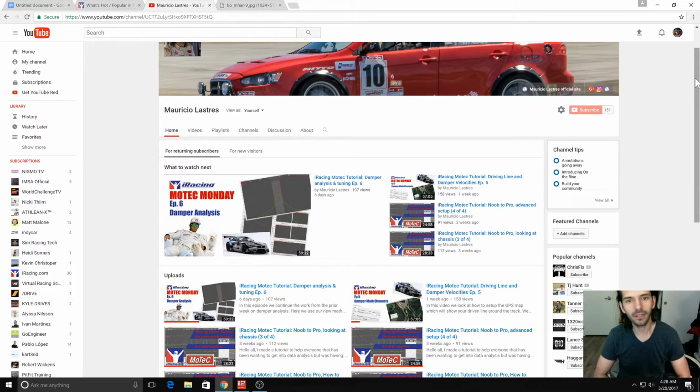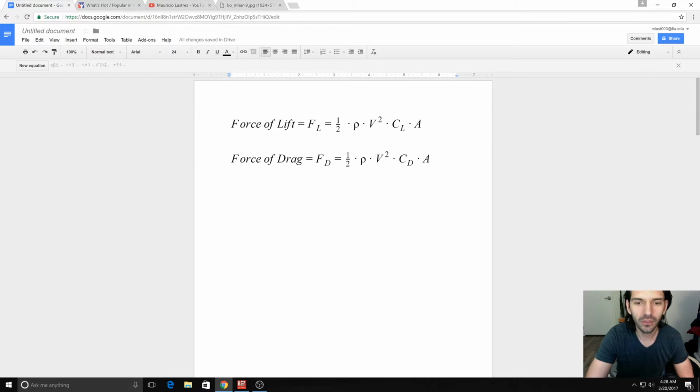Let's get off our ass and do some math. So here we are. These are the governing equations that we're going to be working with. This is for the force of lift. What is it a function of?